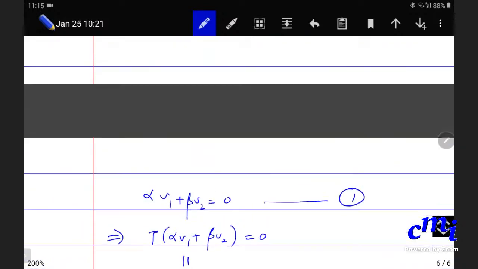So these are three ideas about eigenvalues and eigenvectors that will be used.